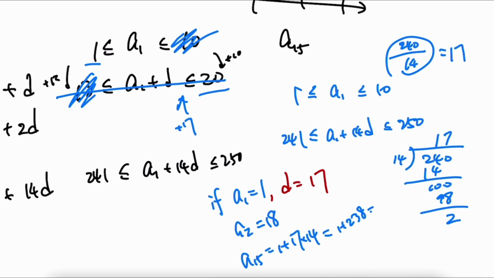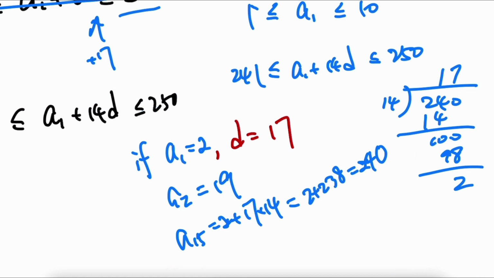So we have to increase the A1. We cannot increase D because if we increase D, then this would just get added by 14. We don't have that much room to work with. So if we increase the A1, we just basically shift everything up by 1. That's a 19. Now that goes up to 2 plus 238, which is 240. But we want A15 to be 241, so we have to adjust it even more.